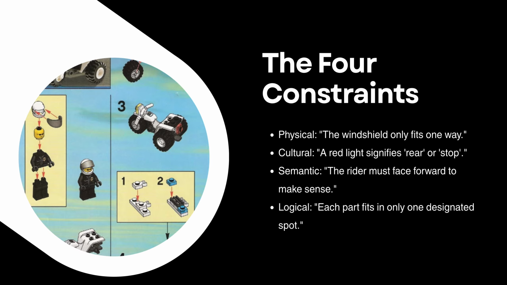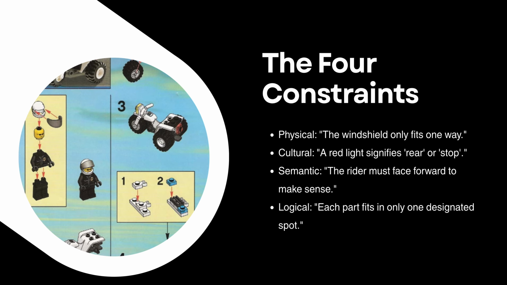Norman's main argument is that we figure out how to use new things by combining knowledge in our heads with clues in the world. Constraints are the most powerful of these clues. He breaks them down into four types. First, physical constraints. These are the most straightforward. Using the book's example of a Lego motorcycle, the windshield piece is physically shaped to fit in only one spot on the frame. Second, we have cultural constraints.